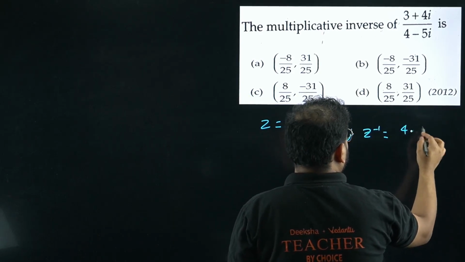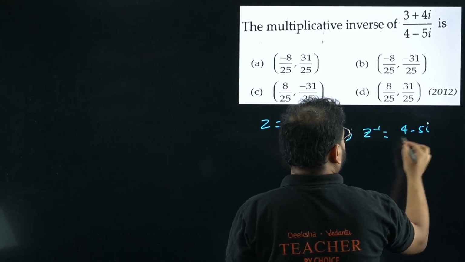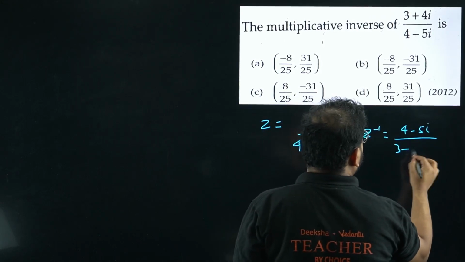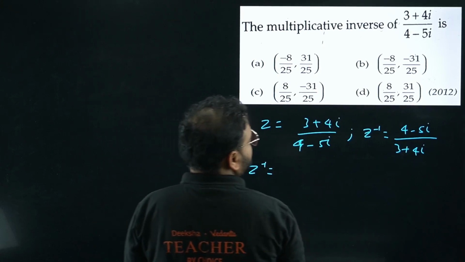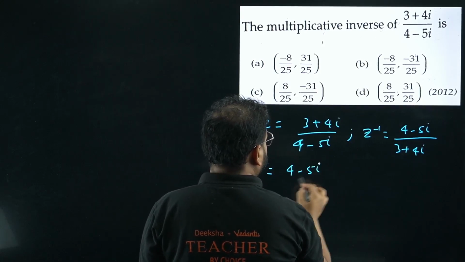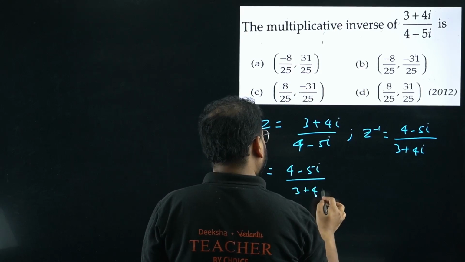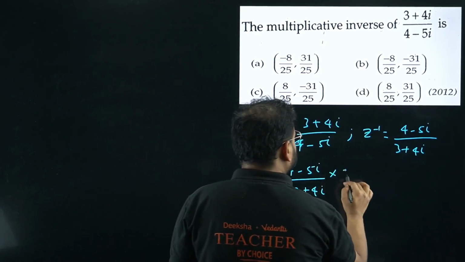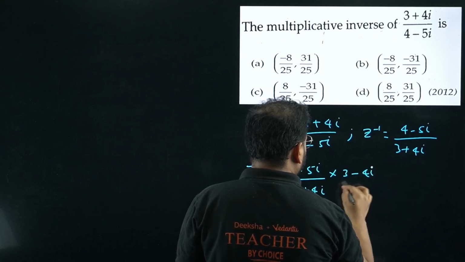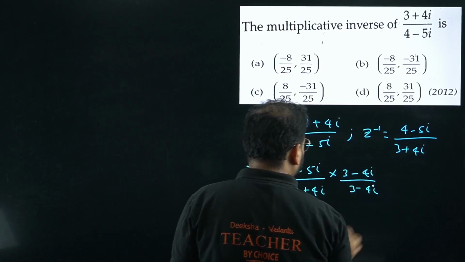So we'll have 4 minus 5i upon 3 plus 4i. I have to solve this, 4 minus 5i upon 3 plus 4i. I have to take the imaginary part out of the denominator. So how do I do that? Rationalize it: multiply by 3 minus 4i upon 3 minus 4i.